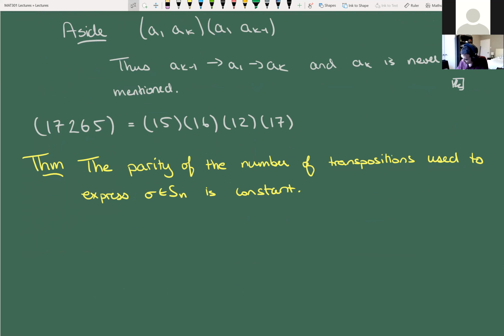Okay, so maybe let me include that so that we can parse this. So that is, if you can write sigma as an even, and I'll put odd in brackets here, number of transpositions.